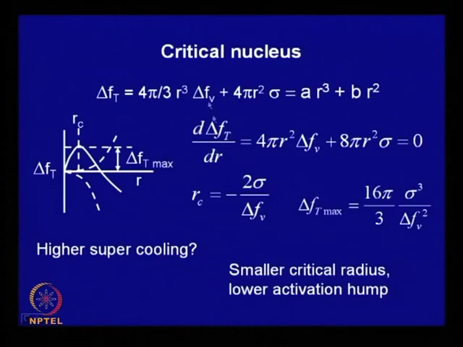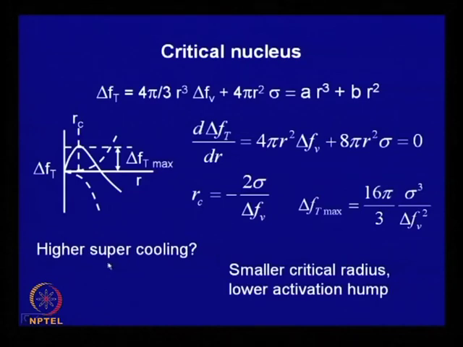So, you differentiate this with respect to r and then equate it to 0. In that case, you get the critical nucleus size to be twice sigma over delta F V, that is, free energy per unit volume. And you can substitute this back into this, and you get the magnitude of this energy hump.